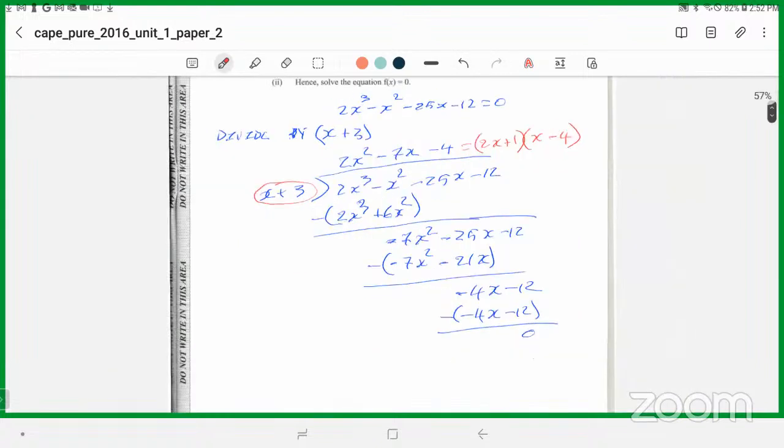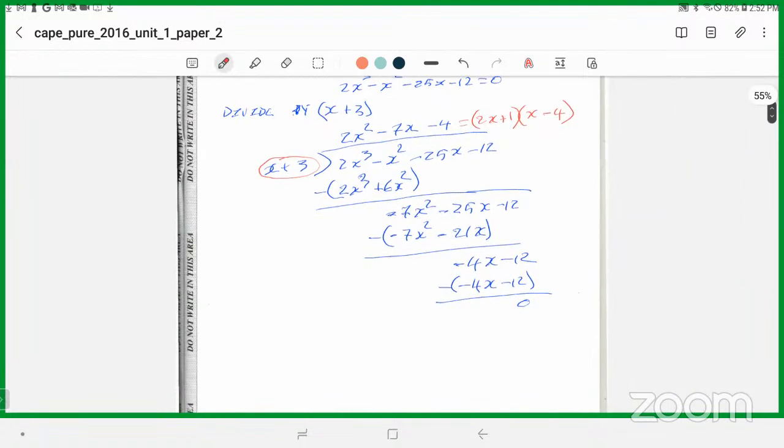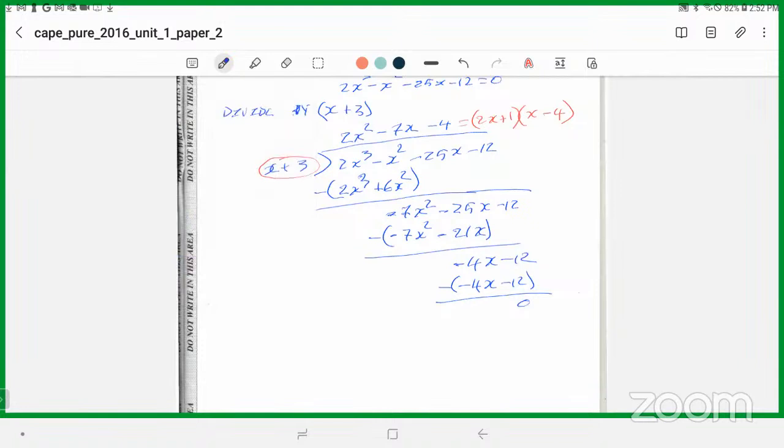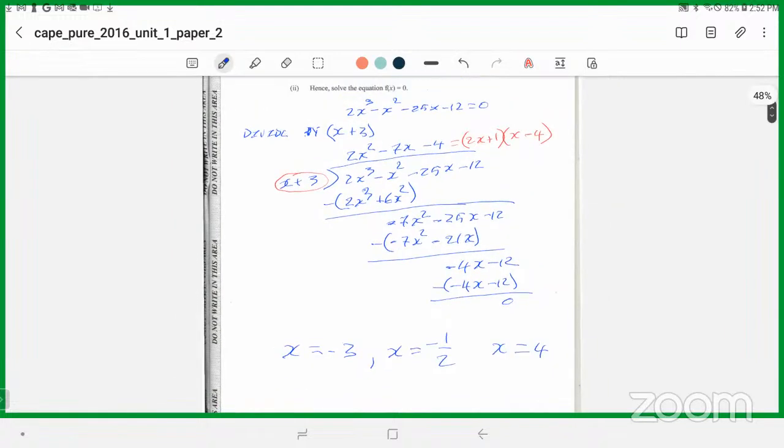And I can literally write my solution now. Because if I know the factors, I know my solution. I don't have to waste time and write anything else. From this factor, I'm getting x equals negative 3. From this factor, I'm getting x equals negative half. From this factor, I'm getting x equals 4. So these are the factors of my equation. Therefore, these are the roots of my equation. These are my answers down here.